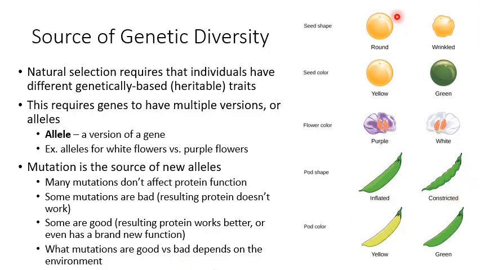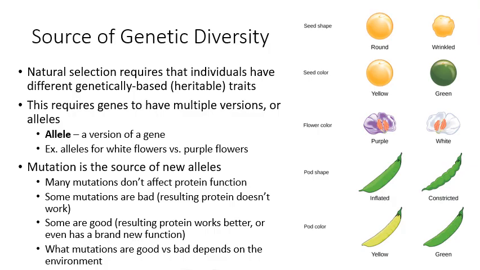For example, for peas, these are some different possible traits of pea plants. One of them is flower color. Pea flowers could be purple or they could be white. So you have a gene that controls the color of pea flowers, and there's two different alleles of that gene, one that gives purple flowers and one that gives white flowers. Same for seeds, you have a gene that controls the seed color. You have two different alleles of the gene, one that gives yellow seeds and one that gives green seeds.